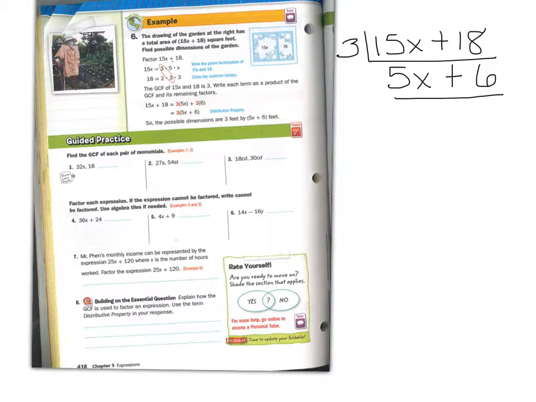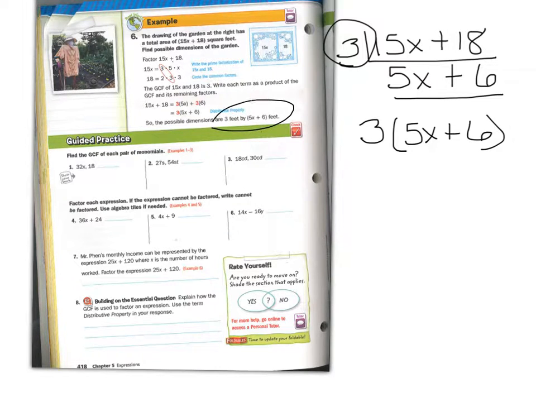No, that's as factored as it can get. So our GCF is 3. So we would write the factored version, 3 times (5x plus 6). You can always check to see if you're correct by expanding. 3 times 5x is 15x. 3 times 6 is 18. So the possible dimensions are 3 feet by 5x plus 6 feet.